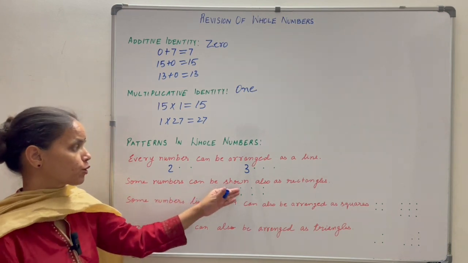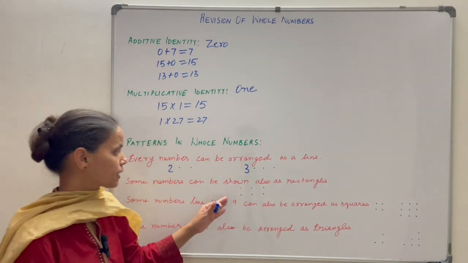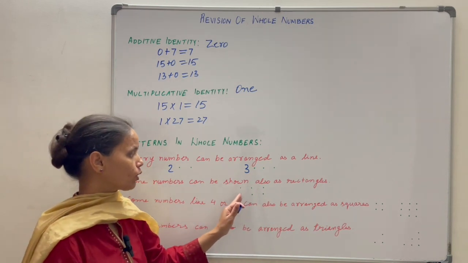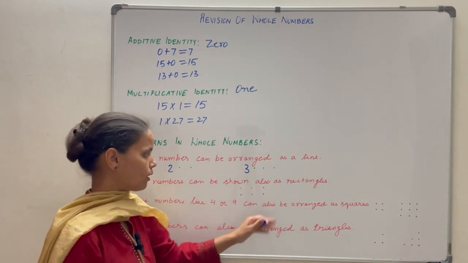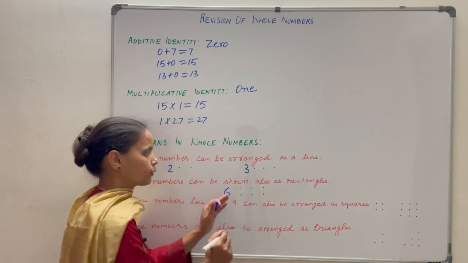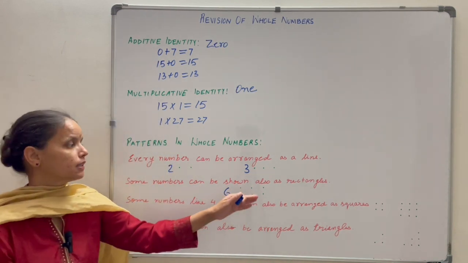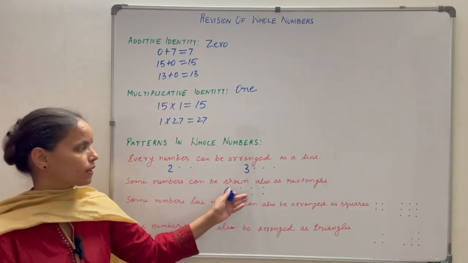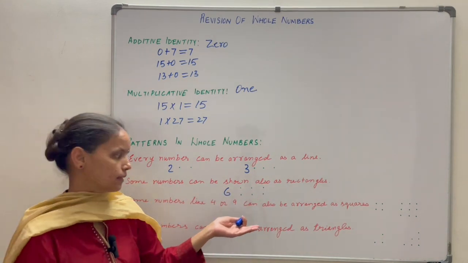Some numbers can be shown also as rectangles. For example, 6. I have made 6 dots. I have arranged 6 dots in 2 rows and 3 columns. So it is forming a rectangle. Similarly, 8, 10, 12. All these numbers you can represent as rectangles.